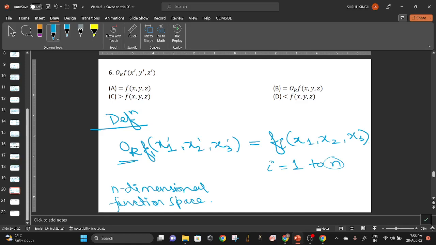ORfi is the new function. When OR was applied on fi, the coordinates x1, x2, x3 changed to x1', x2', x3', but the function itself did not change. So ORfi is equal to the old one, the original function with original coordinates.